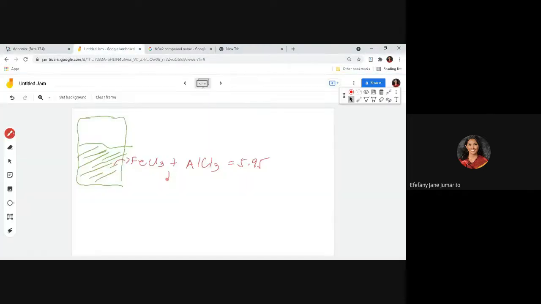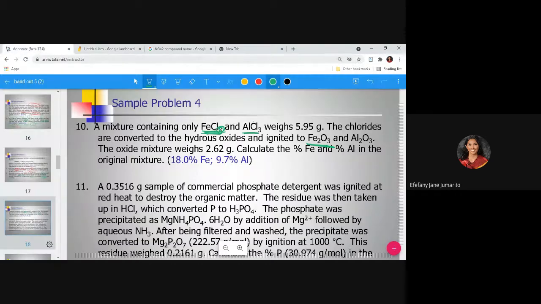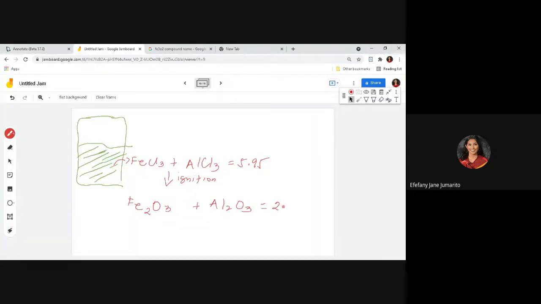So we ignite the thing. After ignition, we form Fe2O3 and Al2O3. Same as before, no? Then it says that the oxide mixture weighs 2.62 grams. So the whole thing is 2.62 grams. It's the same, class.